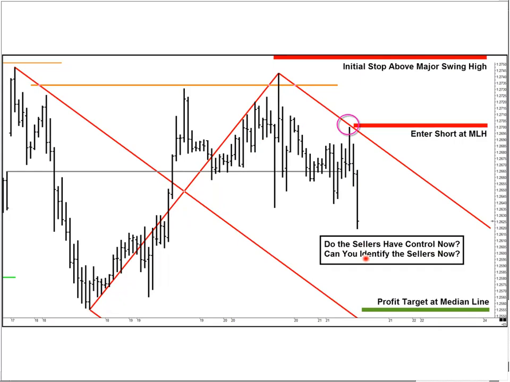Now, let me ask you a question. You don't have to answer if you don't want. Do the sellers have control now? Do you believe now? Because you shouldn't trade until you have an idea and you believe. If you didn't believe before, that's fine. No problem not taking this trade. But when we're down here, do you actually think the sellers have control? Because you don't want to get into the trade mode until you actually understand what's going on and believe.